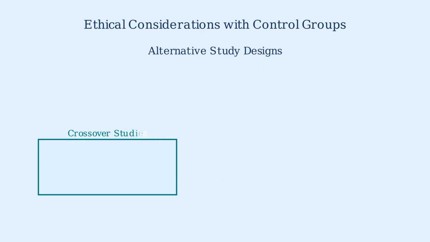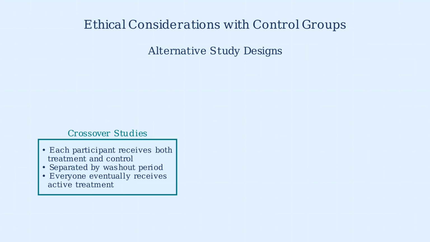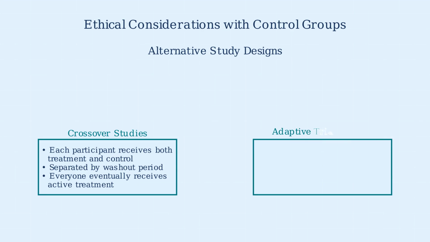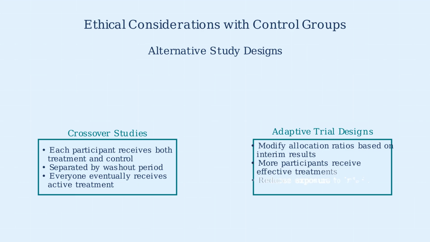To address these ethical concerns, researchers have developed alternative study designs that maintain scientific validity while reducing ethical dilemmas. Crossover studies allow each participant to receive both the treatment and control conditions at different times, separated by a washout period. This ensures everyone eventually receives the active treatment. Adaptive trial designs allow researchers to modify treatment allocation based on interim results. This approach increases the likelihood that participants receive effective treatments while reducing exposure to inferior options.